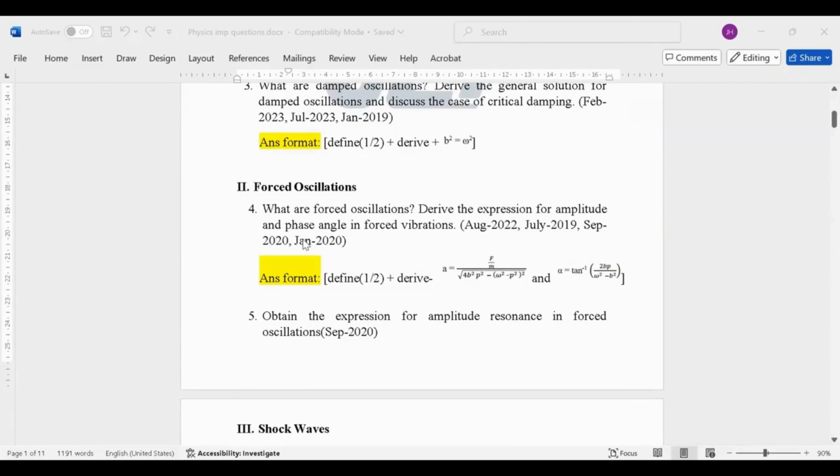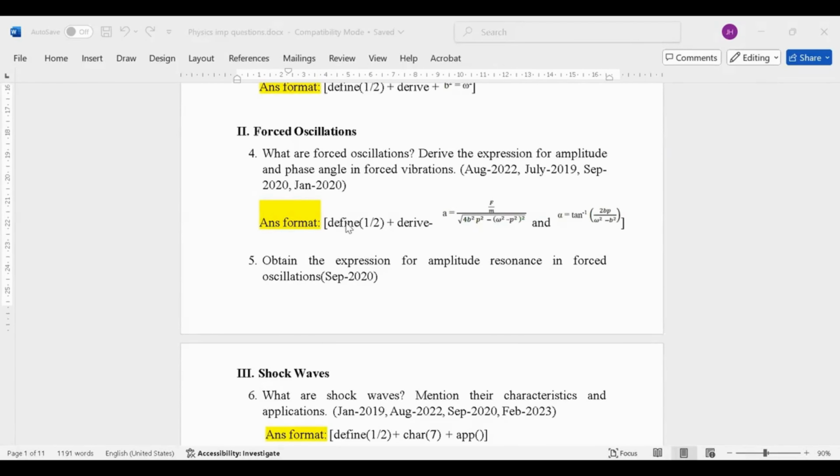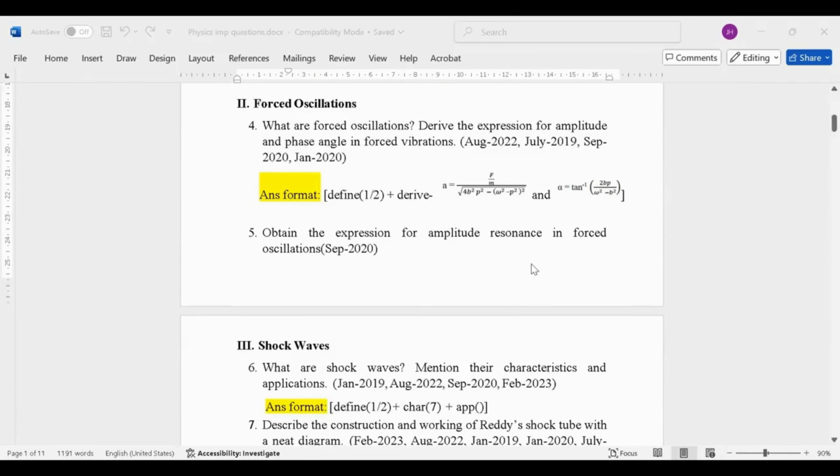So now moving on to the fourth question, what are forced oscillations? Derive the expression for amplitude and phase angle in forced vibration. So the answer format will be, first you have to define, then you have to derive. This is for the amplitude and this is for the phase angle. This is exactly what you're going to derive. Don't get confused, right? For this question, you're going to derive these two elements, right?